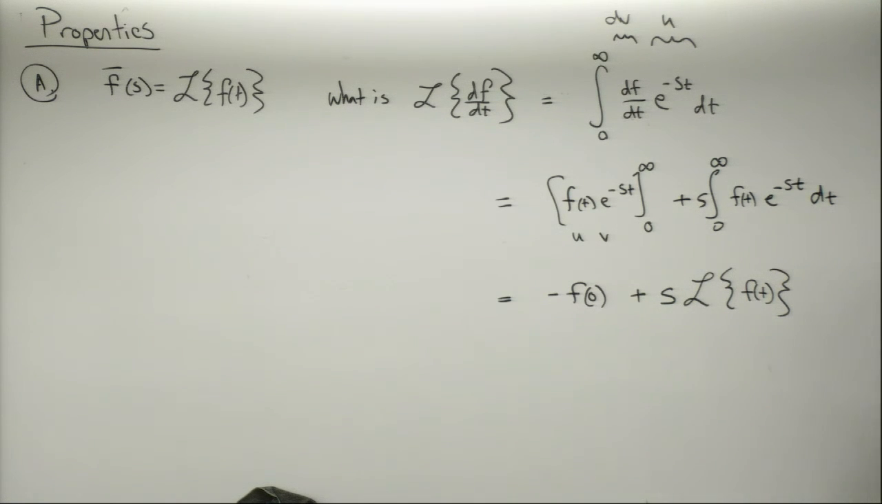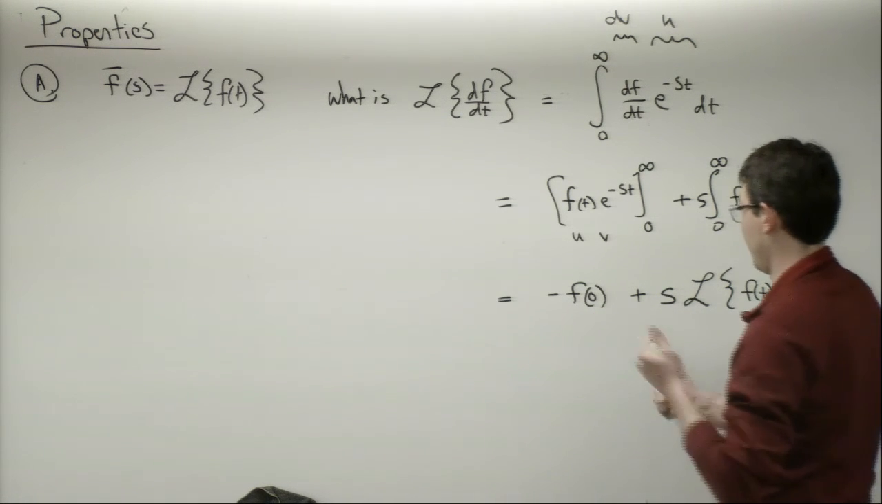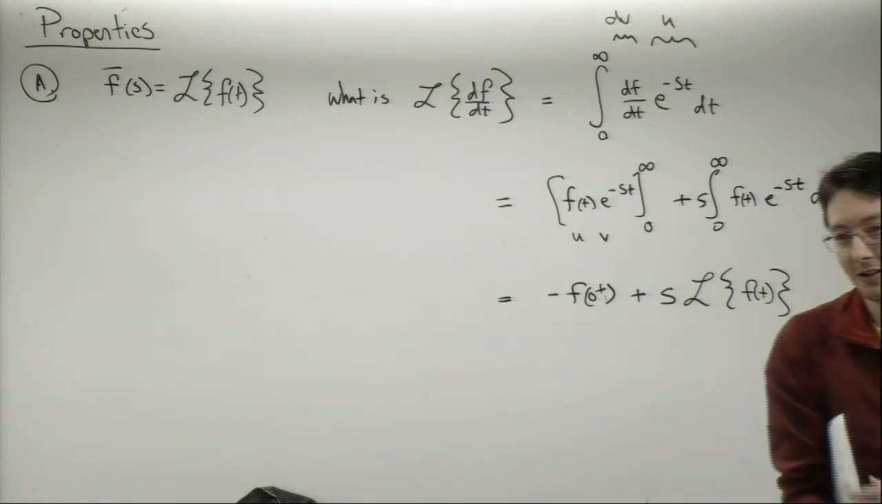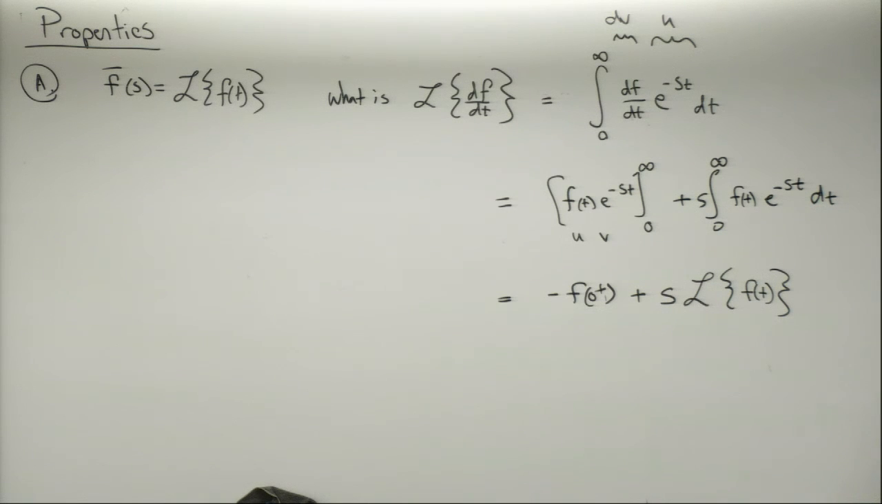Yeah? You have a Heaviside function that occurs at f of 0. How do you evaluate the initial condition? Great question. Yeah, I think you would say that this is 0 plus. Let's talk a little bit more about that later. That's a really good question.